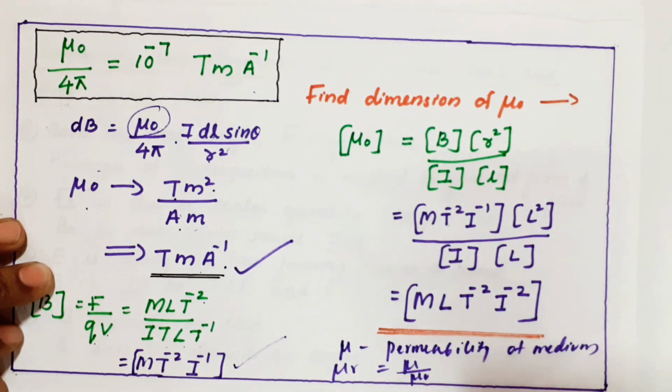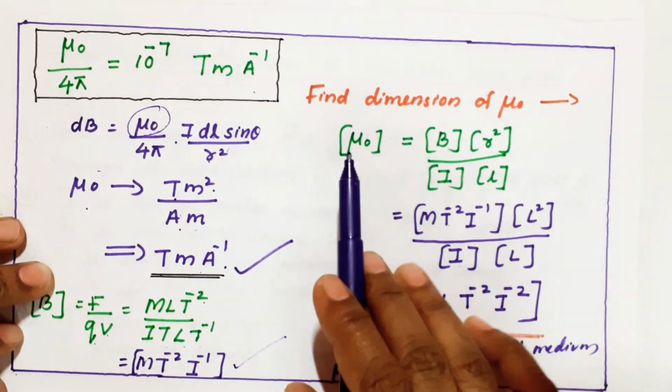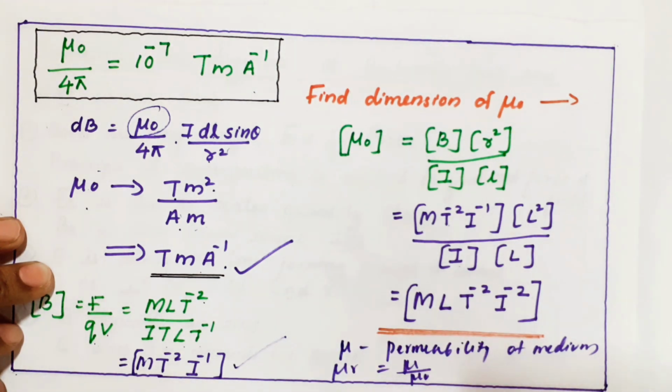Whenever the terms come, I'll explain. Now remember, like mu naught, mu and mu r are also present. Mu is called the permeability of the medium. Mu r is called the relative permeability. Permeability is the ability of the medium to allow magnetic field lines.